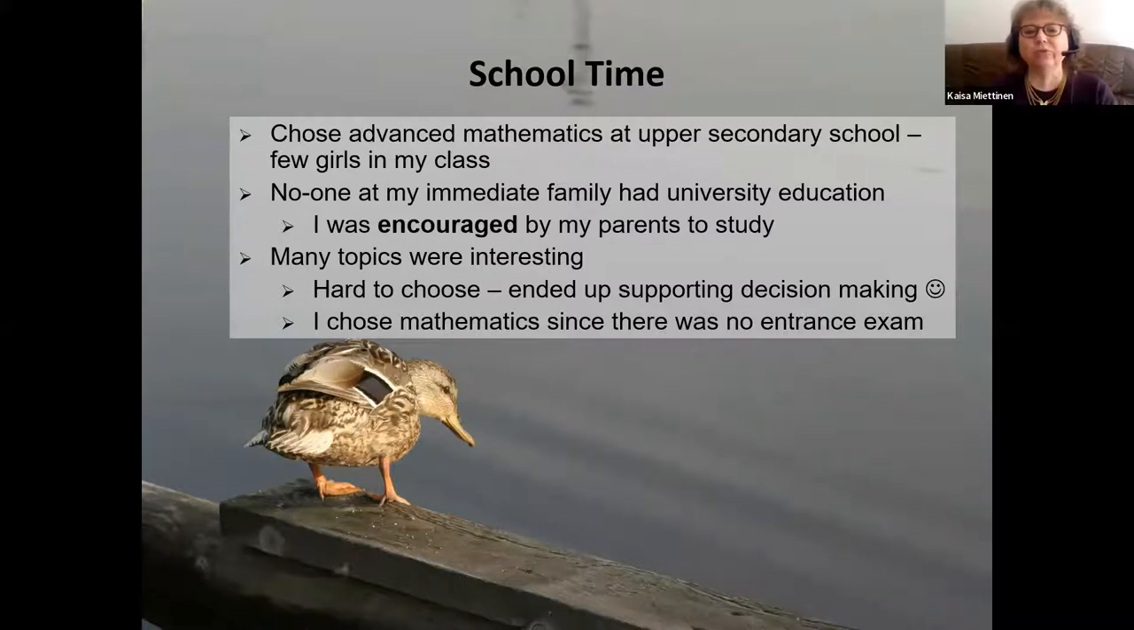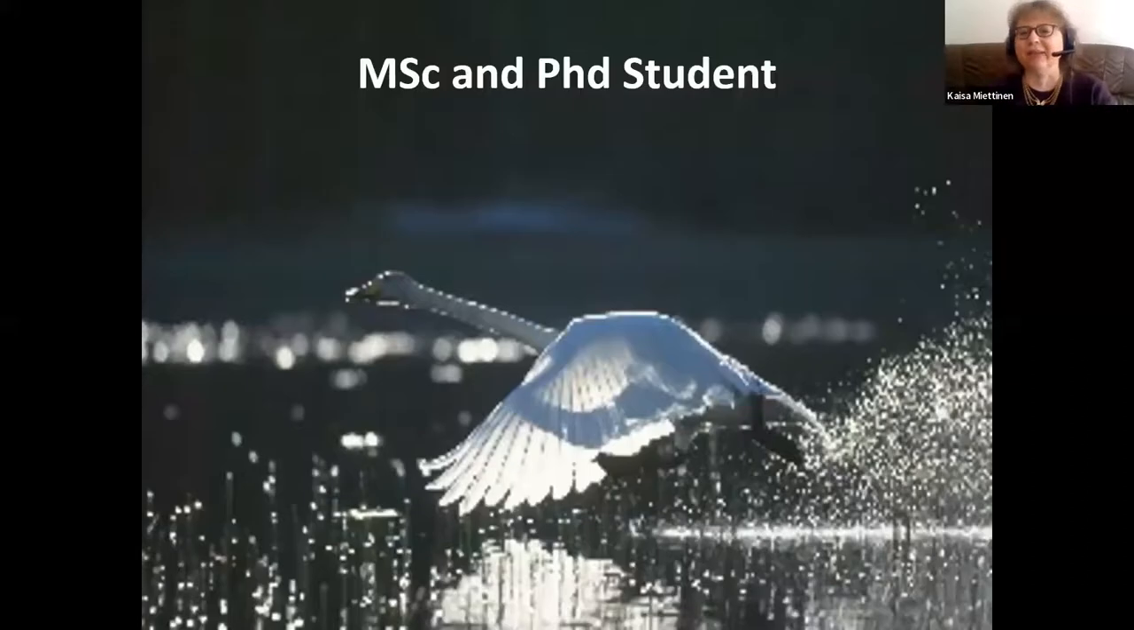Then I still had to choose which university to go to study mathematics. I applied to several and they would all have accepted me. So that was a choice to be made, that I selected Jyväskylä because it was not too far from where I was born. It was in the Lake District of Finland and felt somehow cozy.